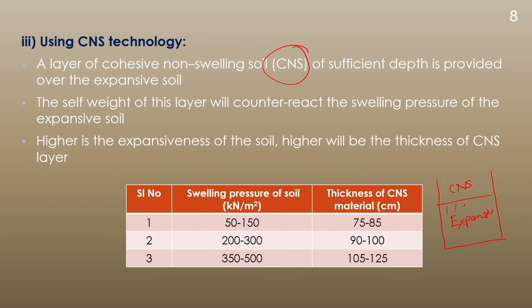Then the self weight of this layer will counteract the swelling pressure of the soil. The higher the expansiveness of the soil, the higher the thickness of this CNS layer will be. So depending on the swelling pressure of the soil, the thickness of the CNS layer will be different. As far as the Indian standard is concerned, if the swelling pressure is between 50 to 150 kilonewton per meter square, the thickness of the CNS layer will be 75 to 85 centimeter.